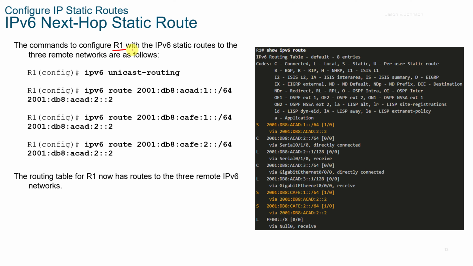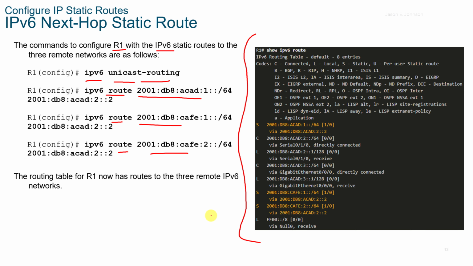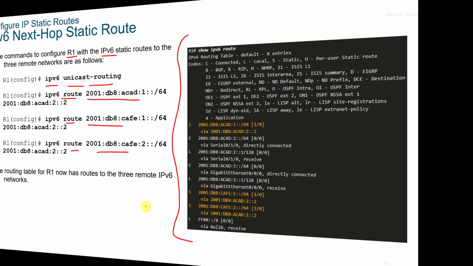The commands to configure R1 with the v6 static routes on the 3 remote networks are as follows. We do IPv6 unicast routing. We set the first route, the next route, and then the third route. On the right-hand side we see the results of the new routing table.